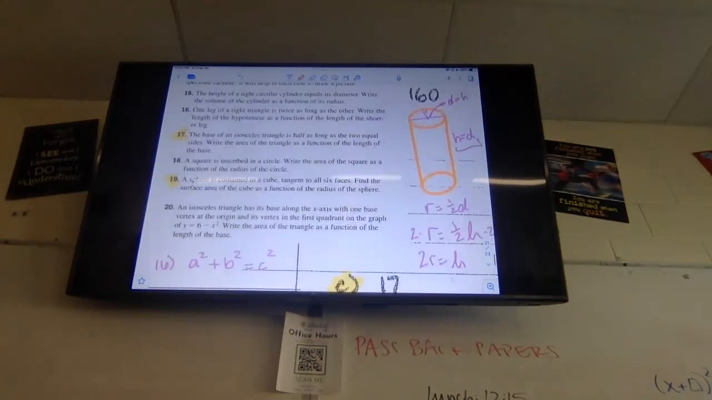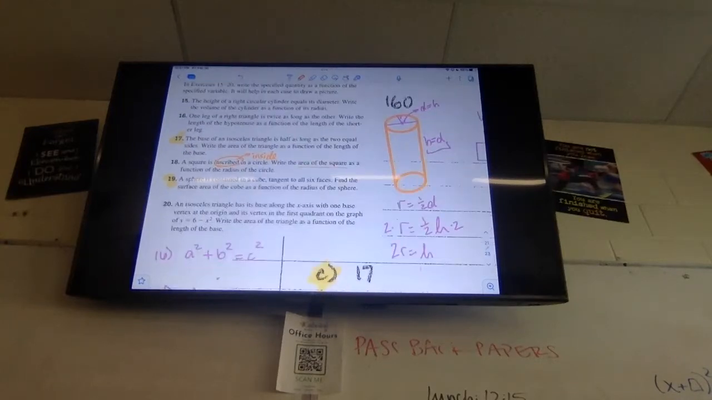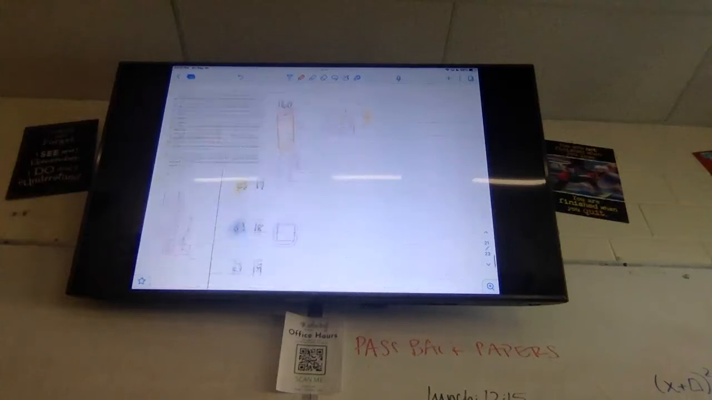So if we look at 18, we said the word inscribed means that it's inside. Another word that we might know is circumscribed, which means it's around, on the outside. So we've got this square inside of a circle, and it says write the area of the square as a function of the radius of the circle. So we have to write the area of the square using r as radius.